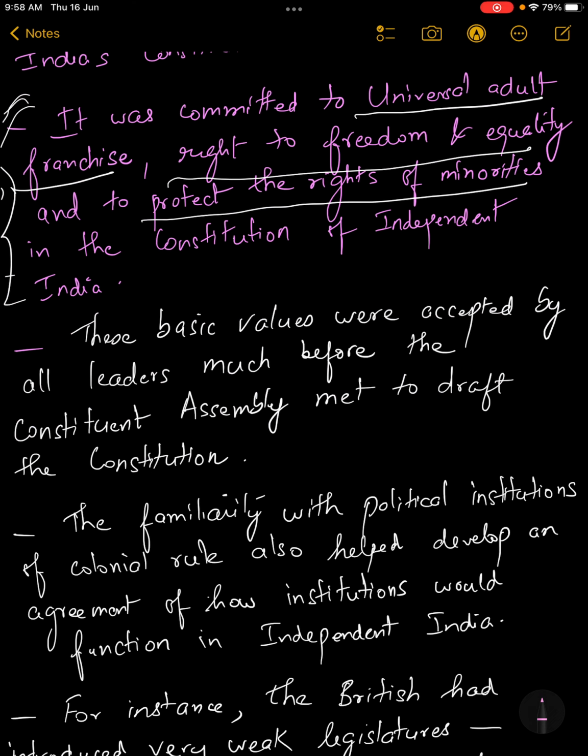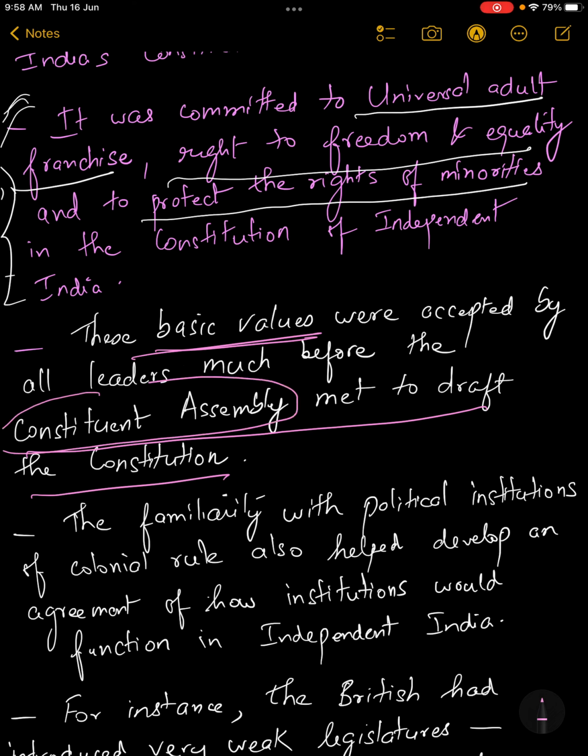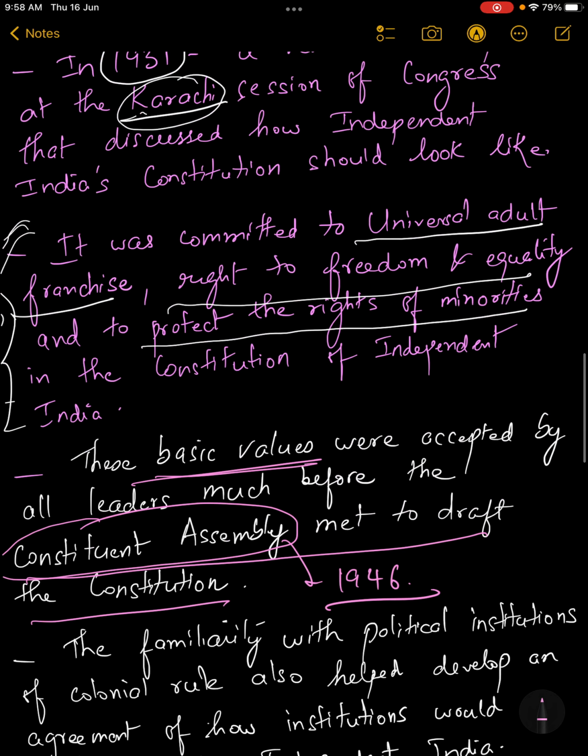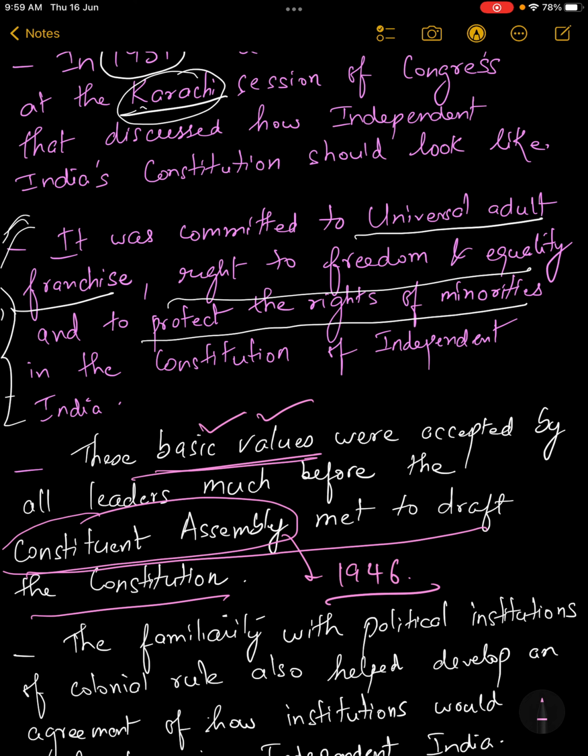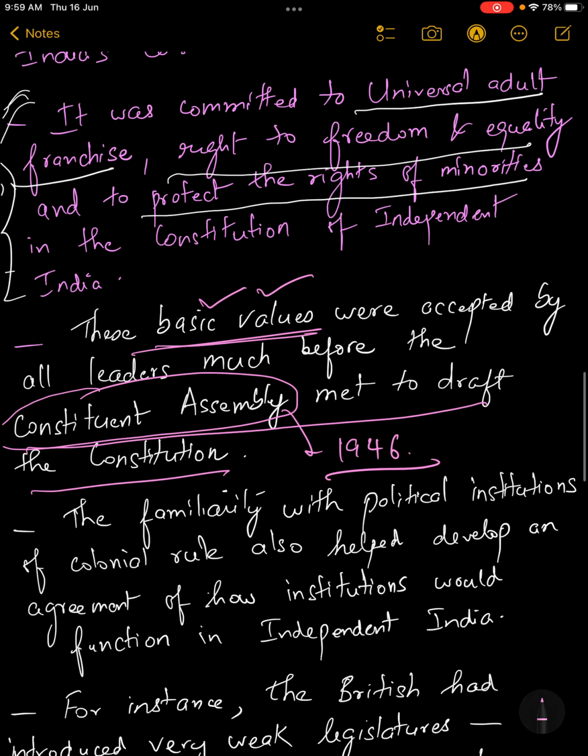Now these basic values, as I am mentioning, were accepted by the leaders much before the Constituent Assembly met to draft the Constitution. Constituent Assembly met for the first time in 1946. So you can imagine, this is happening almost 10-15 years back. Are you able to understand? So these basic values were accepted by all the leaders much before the Constituent Assembly met to draft the actual Constitution of India. Am I being clear?